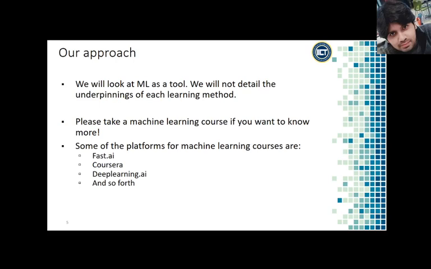If you want to go into the details, please take a machine learning course, and following are some platforms which offer nice courses in machine learning. Fast.ai is, as I call it, a bottom-up approach where you start learning with a practical approach, while Coursera and deeplearning.ai are top-down approaches where you start from theoretical aspects and eventually go towards some of the practical aspects.